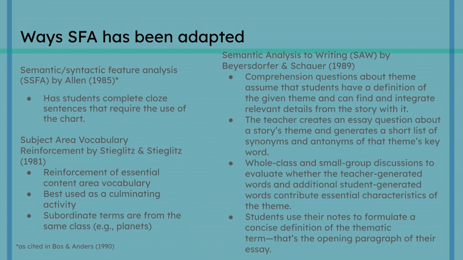And so the teacher creates an essay question about the story's theme and then generates a short list of synonyms and antonyms of that theme's key word. So like if the theme has to do with courage, then you might list bravery, moxie, bravado. So you have this list of related words to the theme, and then you have whole class and small group discussions to evaluate whether the teacher-generated words and additional student-generated words contribute essential characteristics of the theme, and the students dive into the text and find textual evidence for their claims.